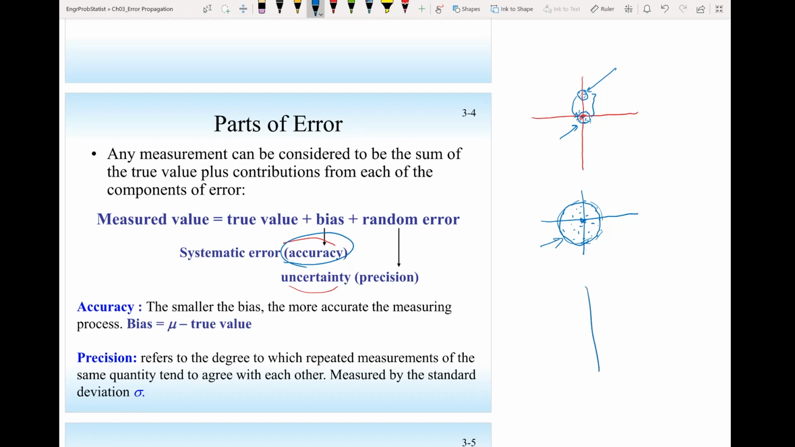A third case scenario, the shots where it's all here. Now this is poor accuracy because it is shifted this way and up here, and poor precision because the shots are not centered or close to each other. There is too much variation between them. So that's how you can think of accuracy, or systematic error, and precision, or what we call uncertainty.